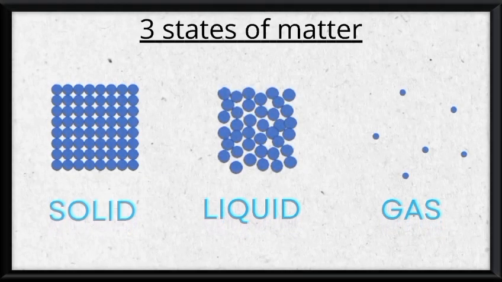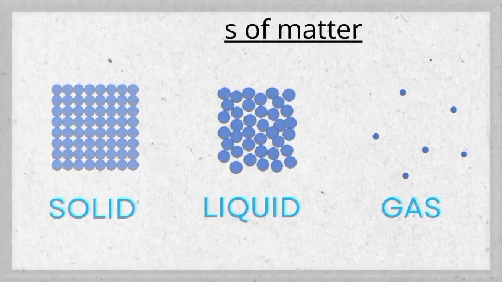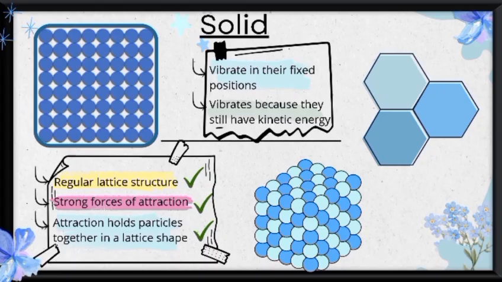The three states of matter are solid, liquid, and gas. Solids vibrate in their fixed position. They vibrate because they still have kinetic energy, a regular lattice structure, and strong forces of attraction. Attraction holds the particles together in a lattice shape.